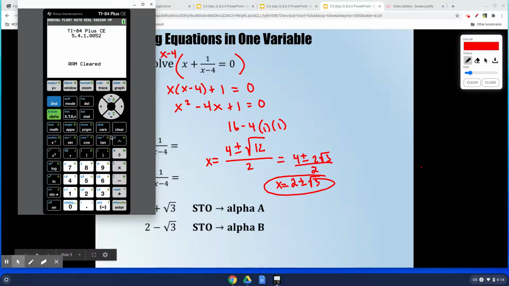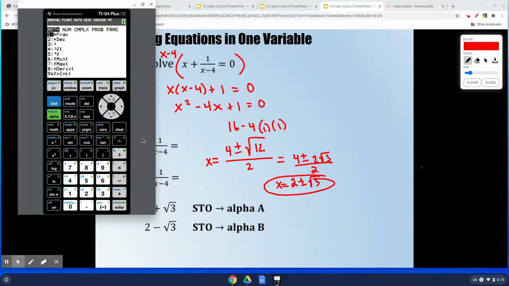So in my calculator, I'm going to store these instead of having to plug them in. So I'll say 2 plus the square root of 3. And if I push this button right here, this is STO, and then I'll do alpha A. So now that's the first one, right? And then anytime I recall that, if I do alpha A until I clear my calculator and push enter, oh, look, there it is. And then I'll do 2 minus root 3.